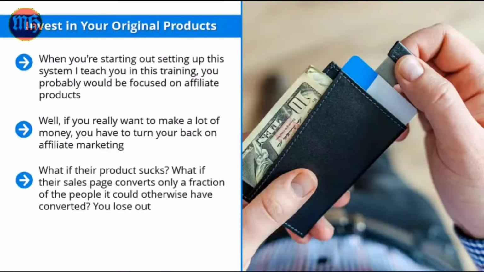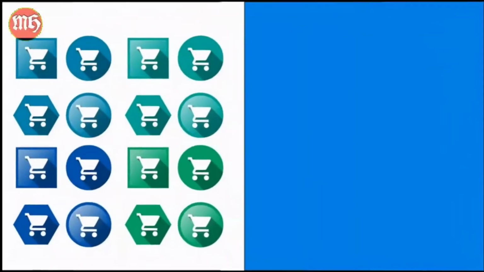What if their product sucks? What if their sales page converts only a fraction of the people it could otherwise have converted? You lose out. That's the bottom line. If you want to maximize your control over your income, you need to invest in your own original products. Thankfully, outsourcing is always available to you. You can outsource to professional companies like ozkey.org or other specialized content producers to help you produce high-quality original materials for cents on the dollar.